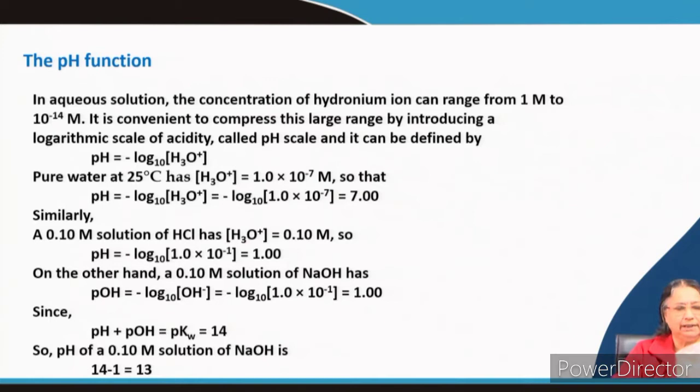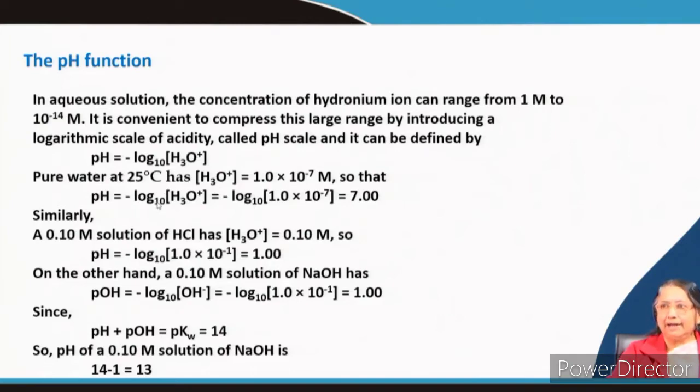In aqueous solution, the concentration of hydronium ion, I already explained in my first lecture what is hydronium ion, can range from 1 molar to 10 to the power minus 14 molar. It is convenient to express this large range by some logarithmic scale, and there comes the pH scale. We know that pH is nothing but minus log of hydronium ion concentration.